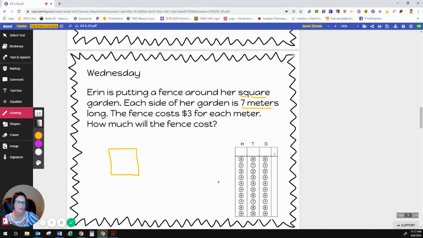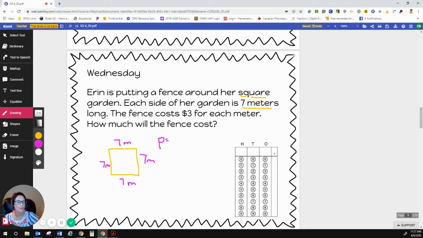Looks a little bit more like a rectangle, but it's pretty close. So what I know about the square, that all sides are the same. So this side is 7. This side is 7. This side is 7. And this side is 7. Okay, what does that look like? When we create a problem set up like this, usually we're talking about perimeter, right?